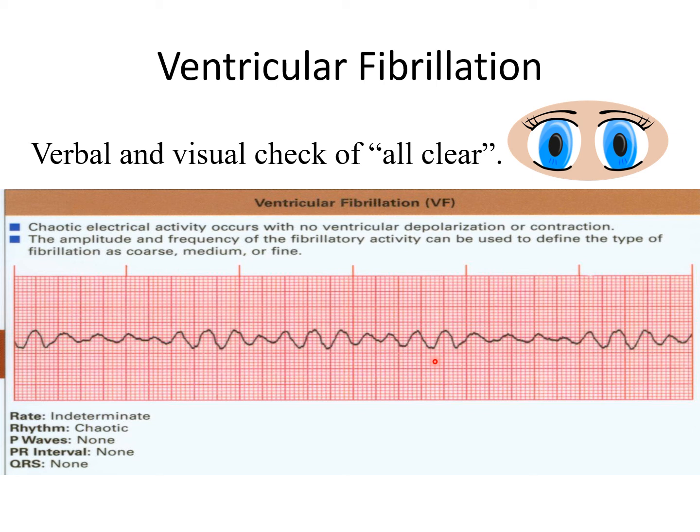Before we shock, this is a reminder that we always do the verbal and visual check, because there will be a team of people in there. Make sure that nobody is touching the bed rail. Everybody is clear, standing away before you deliver the shock. Okay, so we always do all clear, and then we shock. Okay, we don't want any bystander or any staff to get shocked.